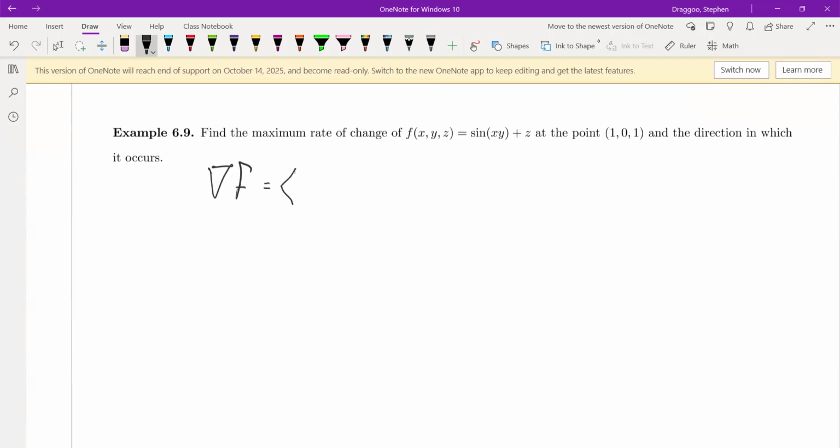I just need my partials all in order. So this is going to look like y cosine xy, and then that's x cosine xy, and then plus 1.